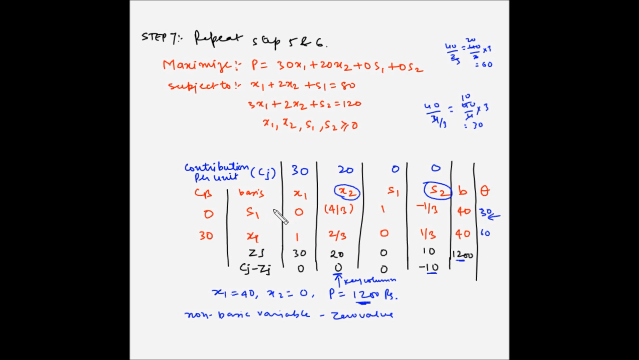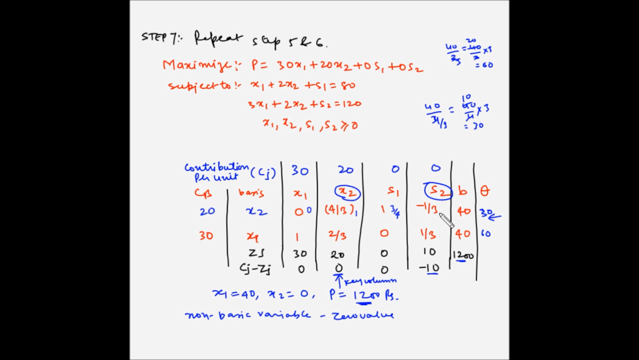So let's now replace S1 with X2, and the corresponding CB value will become the coefficient of X2, which is 20 in the objective function. So let's do that. Now we have to make the key element as 1. So we'll divide all the elements in this key row by 4 by 3. So 0 divided by 4 by 3 is 0. 4 by 3 divided by 4 by 3 will become 1. 1 divided by 4 by 3 becomes 3 by 4.